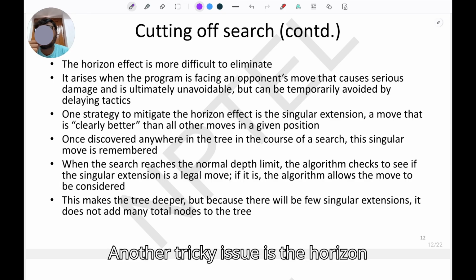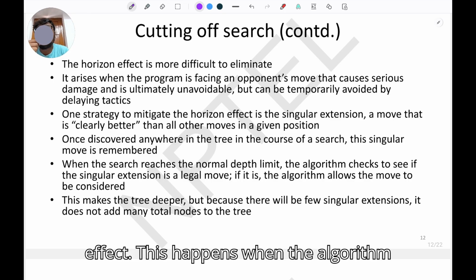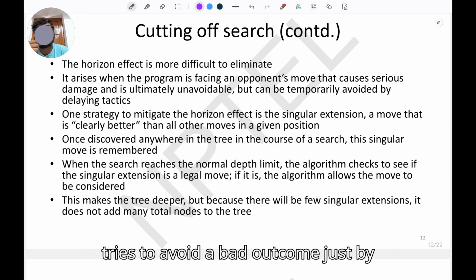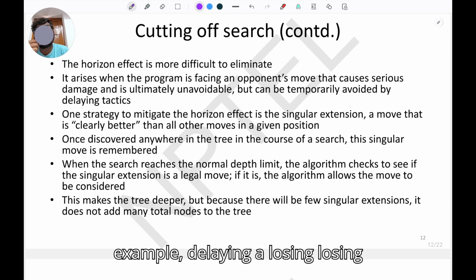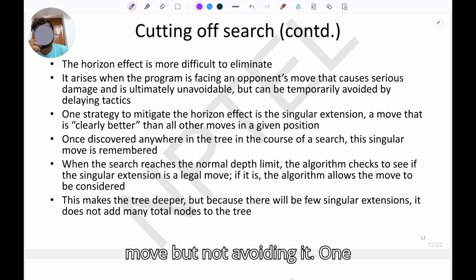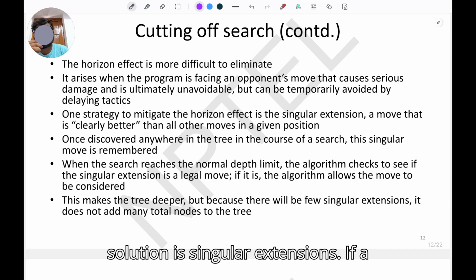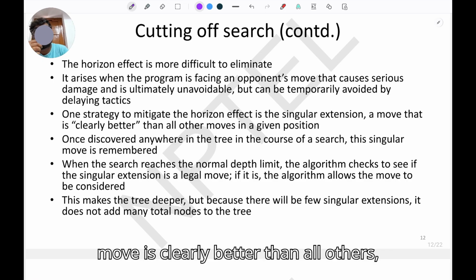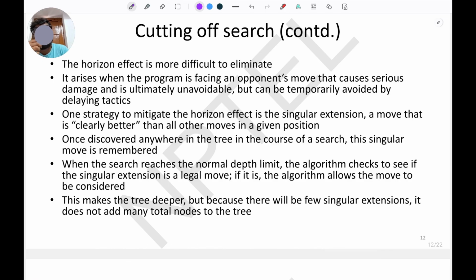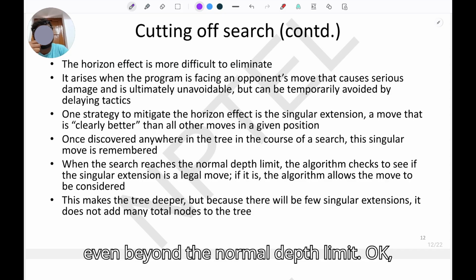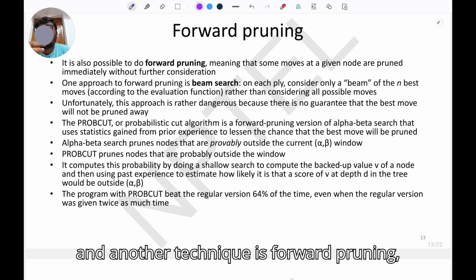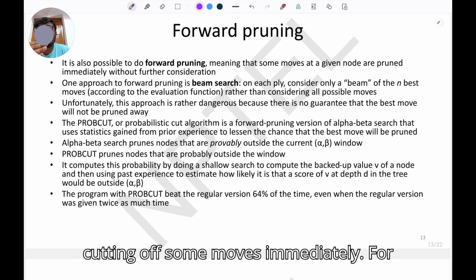Another tricky issue is the horizon effect. This happens when the algorithm tries to avoid a bad outcome just by pushing it beyond the search horizon, for example, delaying a losing move but not avoiding it. One solution is singular extensions. If a move is clearly better than all others, we allow it to extend the search deeper, even beyond the normal depth limit. Another technique is forward pruning, cutting off some moves immediately.